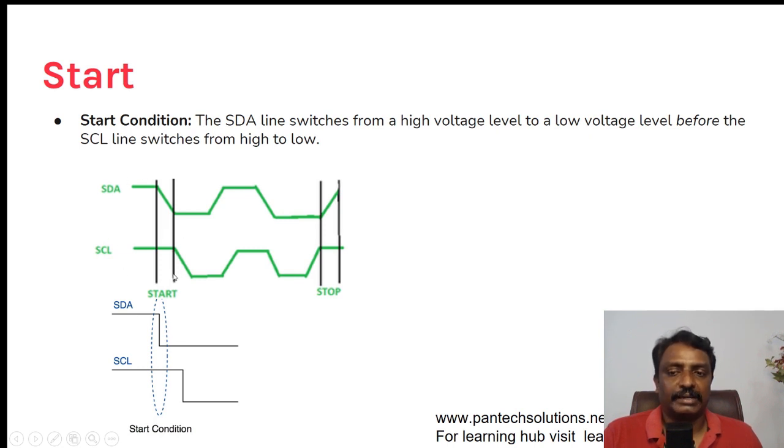If you check on this timing diagram, SDA is high and it suddenly goes low while SCL is also high. When it reaches the low condition, SCL also goes low. This is called the start condition. For the stop condition, first SCL goes high, then SDA also goes high. That condition is called the stop condition.